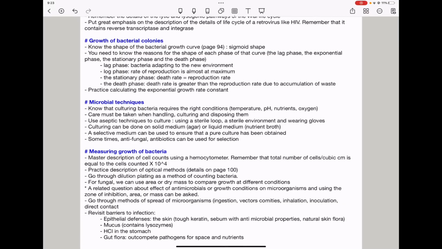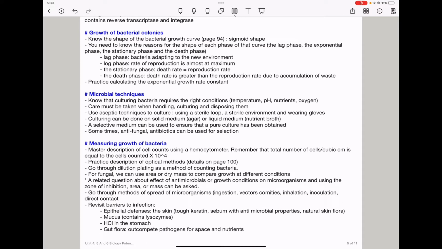When we go to microbial techniques, please put great emphasis on knowing how to culture bacteria and the right conditions that are required. We need to have the optimum temperature, the right pH, nutrients, as well as the oxygen. Great care has to be taken when handling these microorganisms, when culturing them, as well as disposing of them. We need to use aseptic techniques to culture, and using a sterile loop is one of them, or a sterile environment, as well as wearing gloves. We could obtain sterile surfaces by using either sterile materials to lay down on the surface before we carry out the experiment, or we could use specific alcohols in order to sterilize.